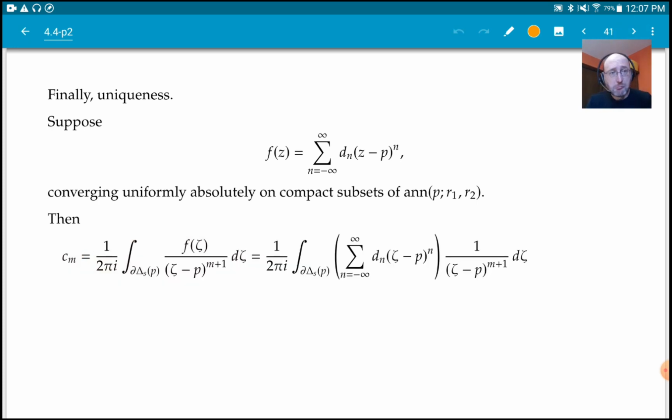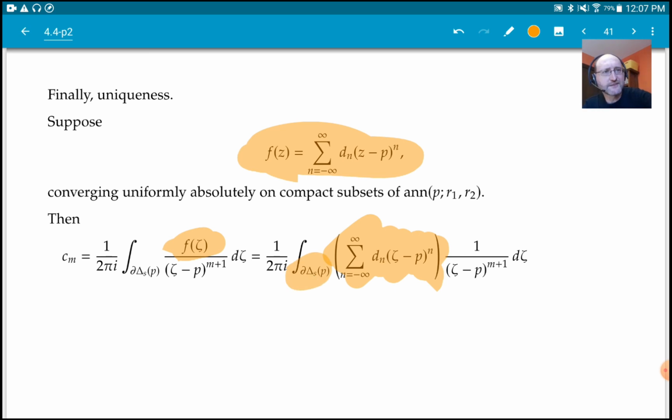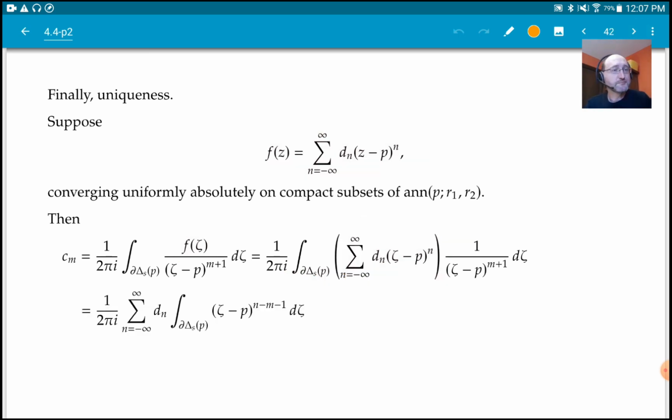Okay, now we have that f is actually equal to that, right? We're saying it's also equal to this series, right? So we'll plug that in to here, right? We plug in the series. Now it converges uniformly, absolutely on compact subsets. That's a compact subset, so we can swap. We can swap the integral and the series.